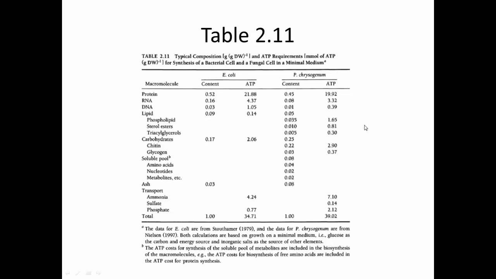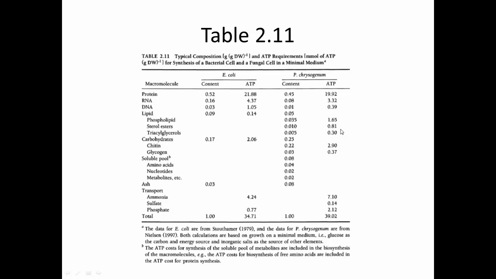Okay, so essentially we start at table 2.11 here in your book, in the Stephanopoulos et al. book, where we look at two organisms, E. coli and Penicillium chrysogenum, and we see the contents per cell, or per gram cell dry weight, and the ATP cost to get those contents, again, per gram cell dry weight. So you have all the contents here in table 2.11. You will use those to calculate certain ATP values.